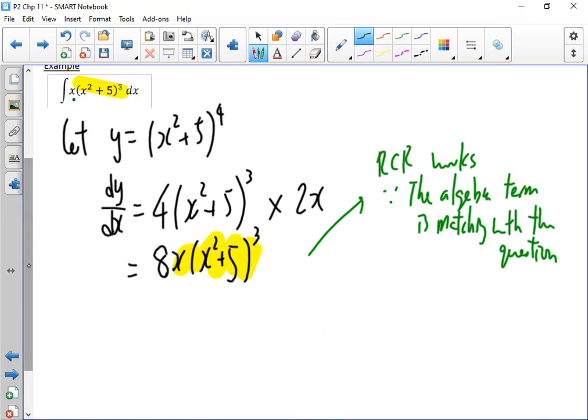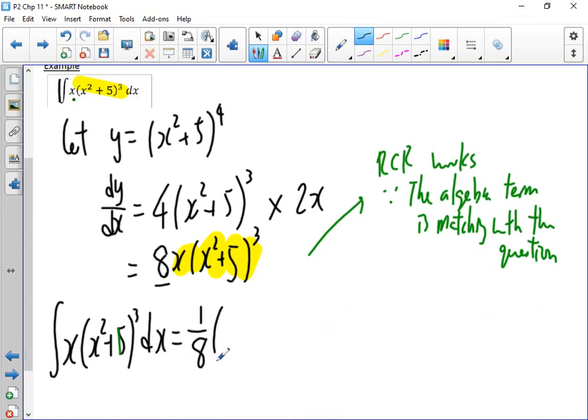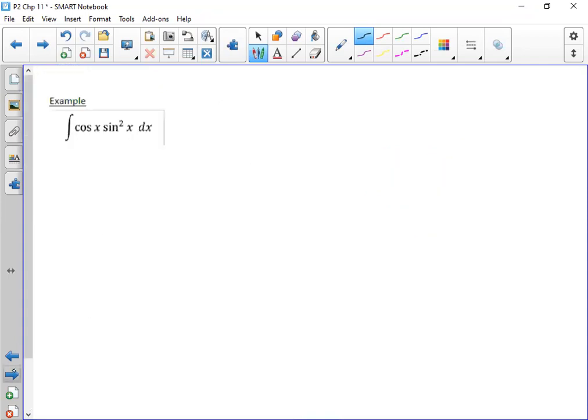So in here, what's the final answer then? The final answer is the integral of x times (x squared plus 5) cubed dx equals... Well, we've got an 8, which is unwanted because we only have 1 outside. So it'll be 1/8 of our guess answer, which is (x squared plus 5) to the power 4, and the forgotten child, plus c. Right? And that will be the answer. How do you verify it? You differentiate this, and you should get back this. All right? Next one. Okay, example: cos x sine squared x.